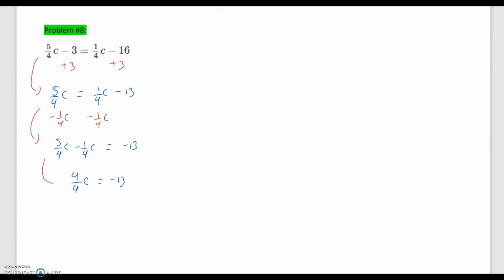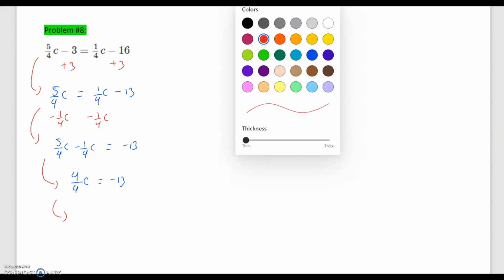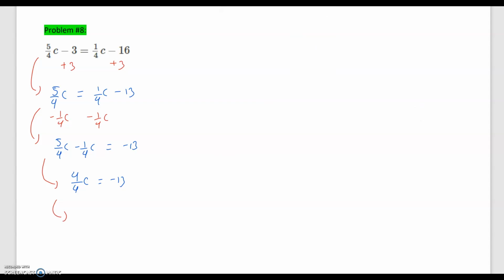And the good news is the variable is completely isolated. The 4's cancel and you end up with c is equal to negative 13. That's actually it for this one. I'll put the other problems in another video.